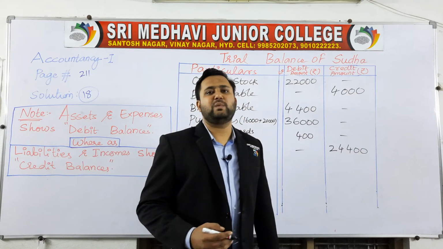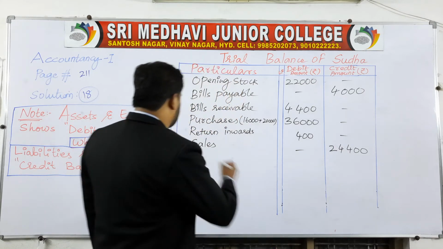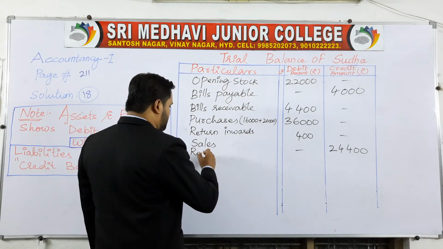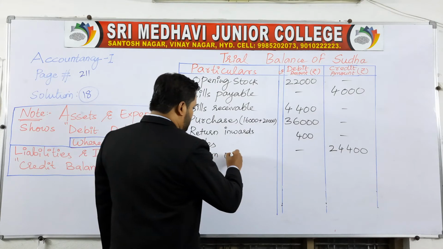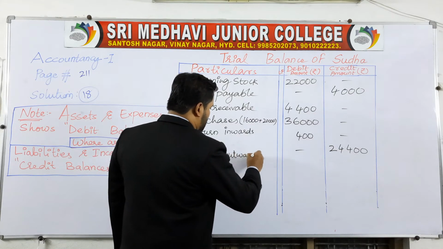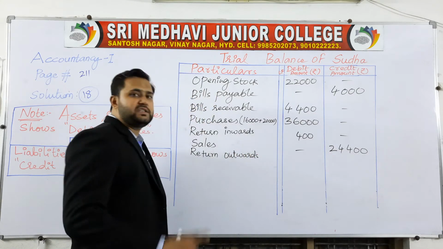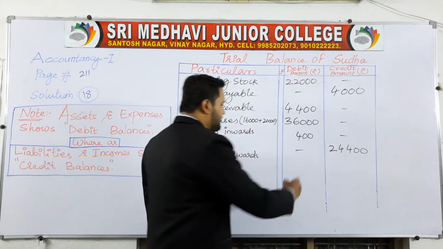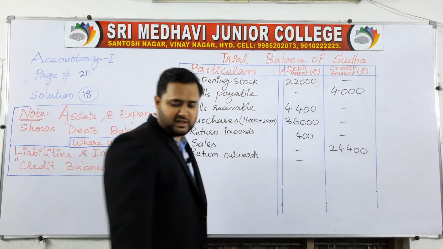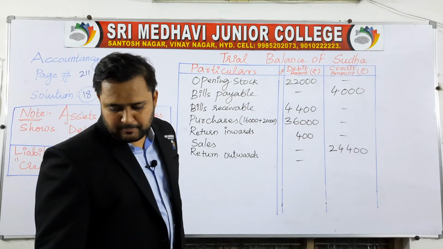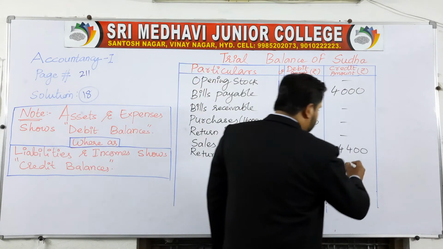Return outwards. Return outward is nothing but purchase return. So purchase shows debit balance, which means return outwards or purchase return shows credit balance. How much? 600.